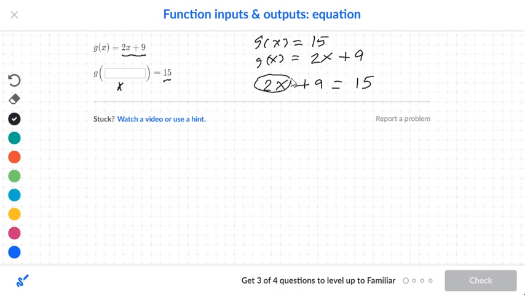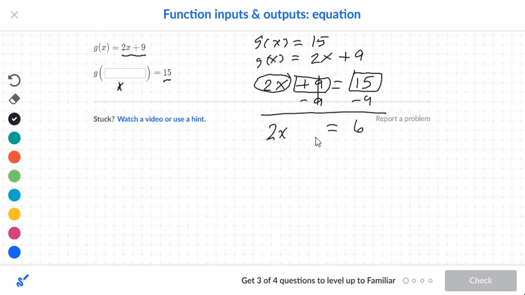So circle your letters, box your numbers. We're going to move the 9, so we make that a minus 9. Cross this out, so we get 2x is equal to 6. Notice I have one circle and one box, so now I can divide. I divide this by 2. Cross this out. So x is equal to 3.